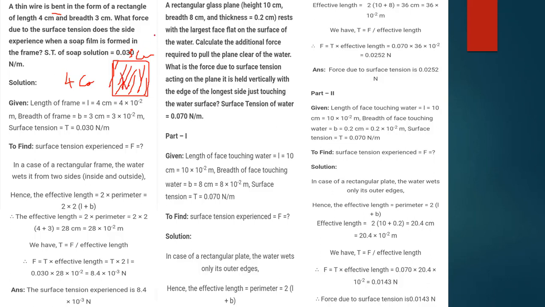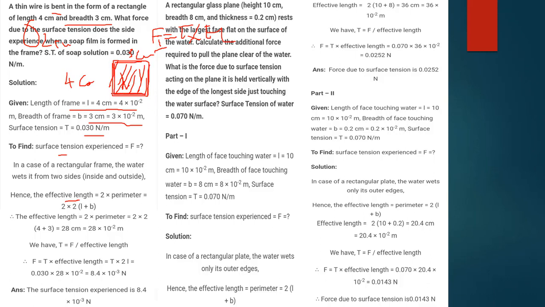Okay, so we know kwamba force ya surface tension ni sawa na surface tension times effective length. Length of frame tumepewa ni hiyo hapo, na breadth ya frame ni hiyo hapo, na surface tension tumepewa hiyo hapo. Tunatakiwa tutafute the surface tension force. So tunajua effective length ya hii body itakuwa ni perimeter. Ikiwa body ikiwa just straight ni rahisi, ikiwa circular ndio maana tunatafuta perimeter tu pia. Lakini rectangular maana yake inabidi tutafute perimeter. Na perimeter maana yake ni sum of all sides.